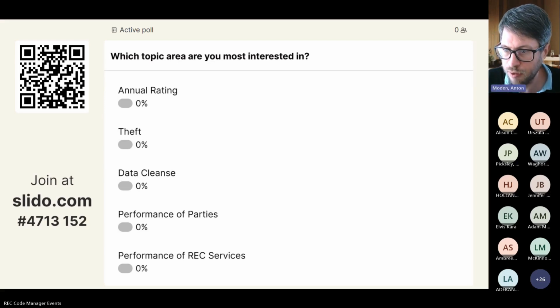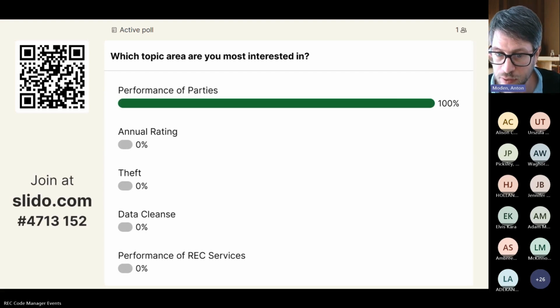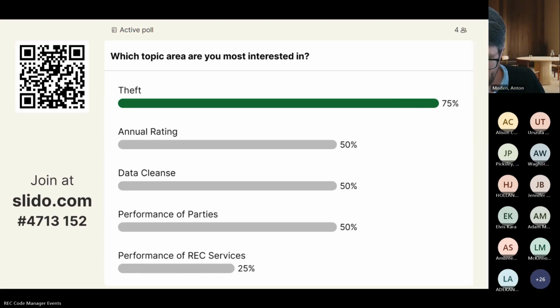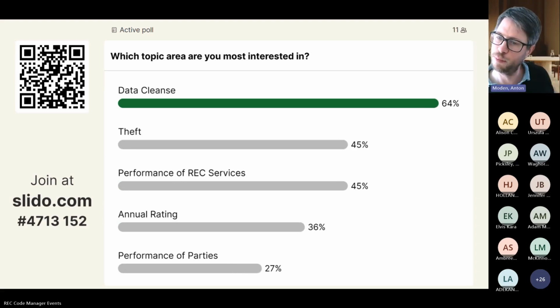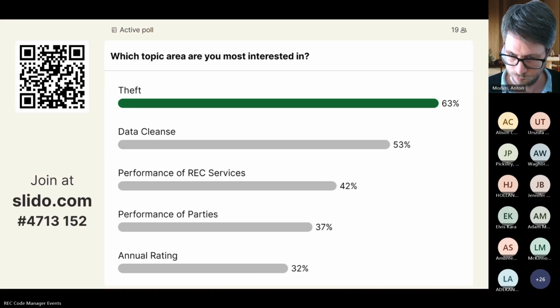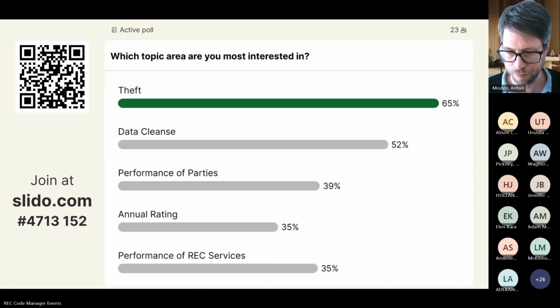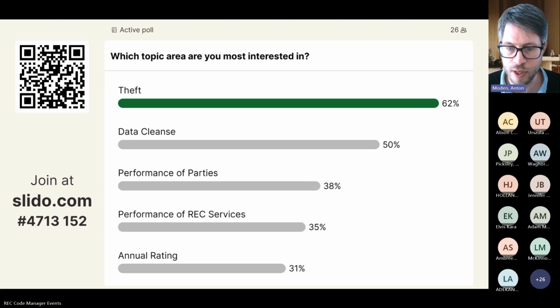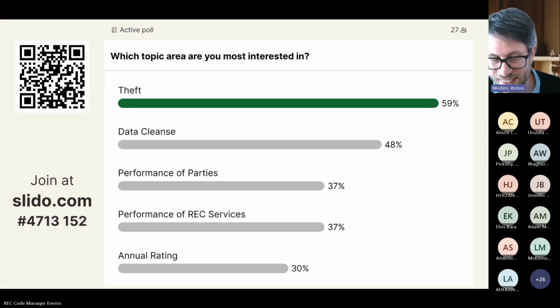So we're showing a few different things today. What are you most interested in? We'll try and adjust our time based on that. I think that's interesting. Small sample size so far. A lot of interest in theft, which I think we'll all agree is countering theft's a really important thing. Also data cleanse. So thankfully we've got Andrew there to cover those two, but we are interested in the performance of parties, performance rec service. My slot, the annual rating, is the least interesting. So there we go.